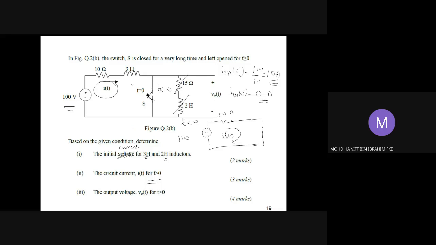And that answers the questions here. Finally, we need to find the v naught(t). V naught(t) basically is the voltage across the inductor and the resistor. Sorry, the inductor and the resistor. That should be the v naught(t).